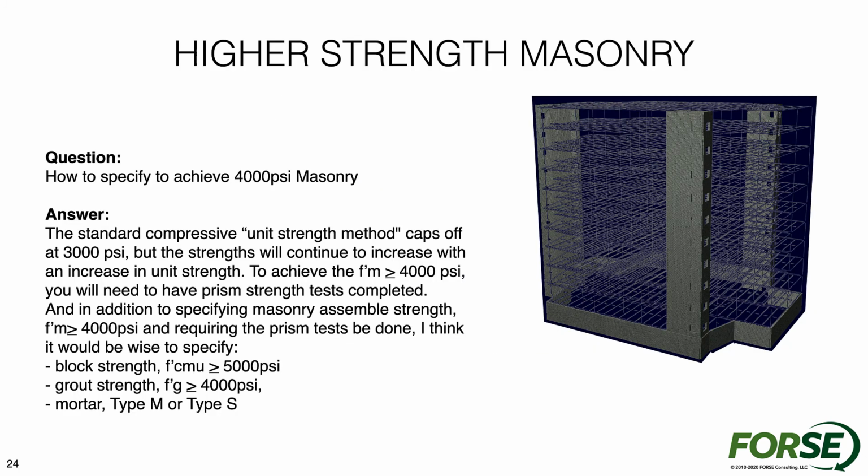And then certainly if we ever wanted to go to a higher strength, you would have to increase all of the values, increase the block strength that you would be looking for, increase the grout strength to be whatever the overall f'm would be at the end. And then there would be a consideration perhaps to use Type M or Type S in that scenario. But either way, we're going to have to make sure that we have these elements tested with the prism strength method to make sure that we were able to achieve that 4000 psi for masonry.